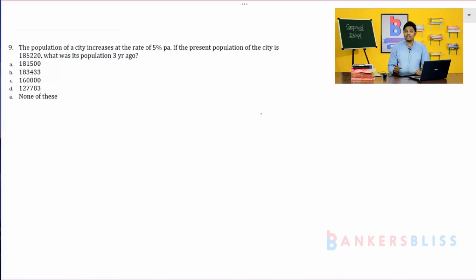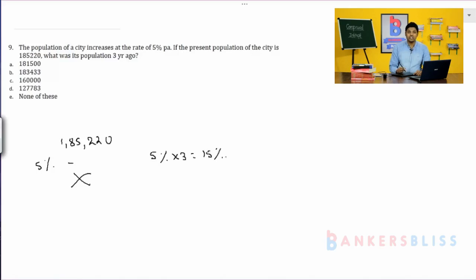See here, what type of mistakes are students going to make? They take 1,85,220, calculate 5% on that, and subtract from 1,85,220. So this is the wrong method. You cannot go back like that. The other method you can use is simple interest. 5% for 1 year, so for 3 years it will be 15%.